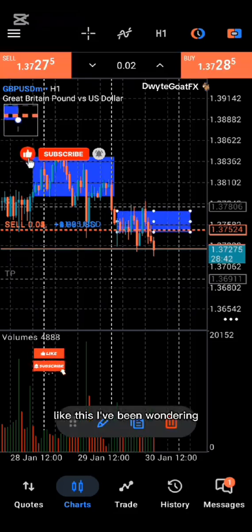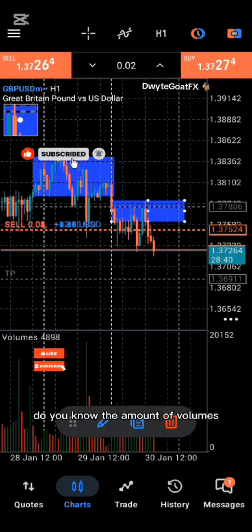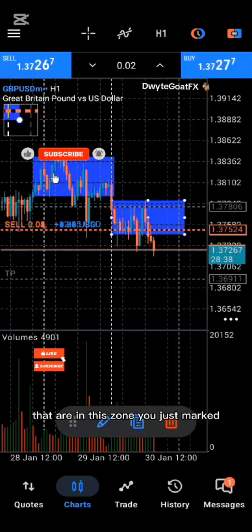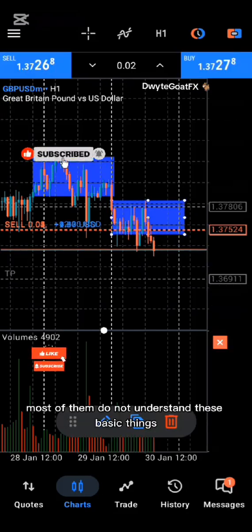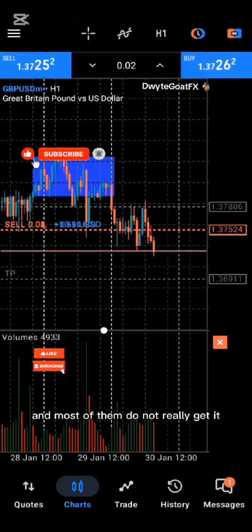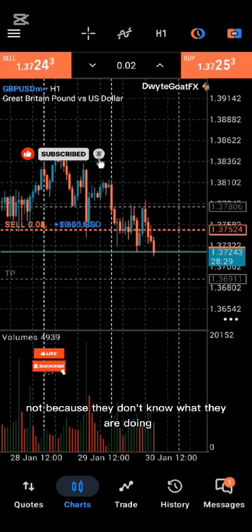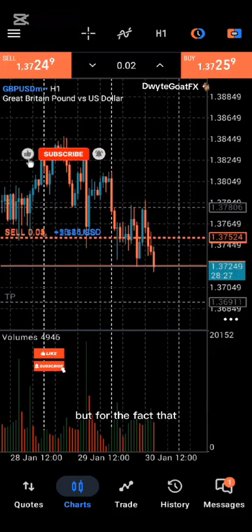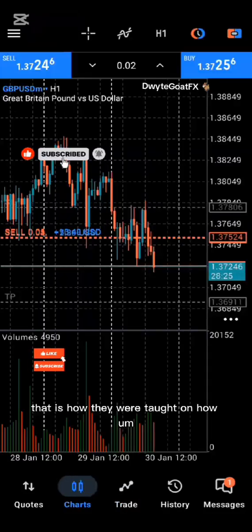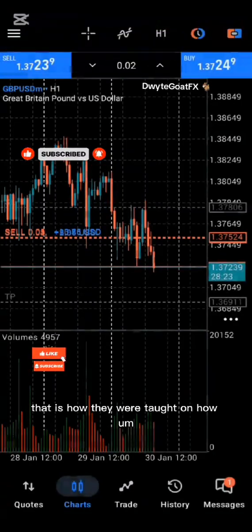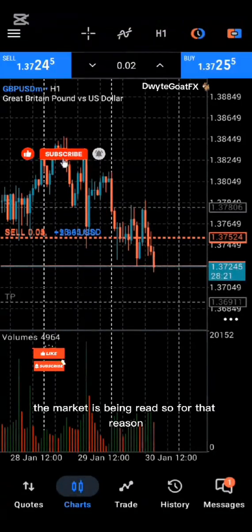I've been wondering, do you know the amount of volumes that are in this zone you just marked? Most of them do not understand these basic things, and most of them do not really get it, not because they don't know what they are doing, but for the fact that that is how they were taught on how the market is being read.